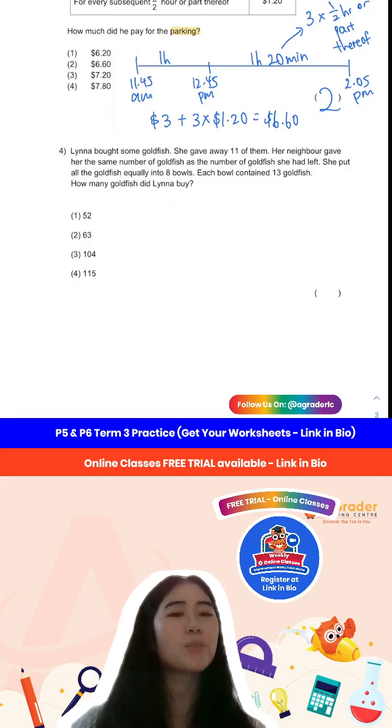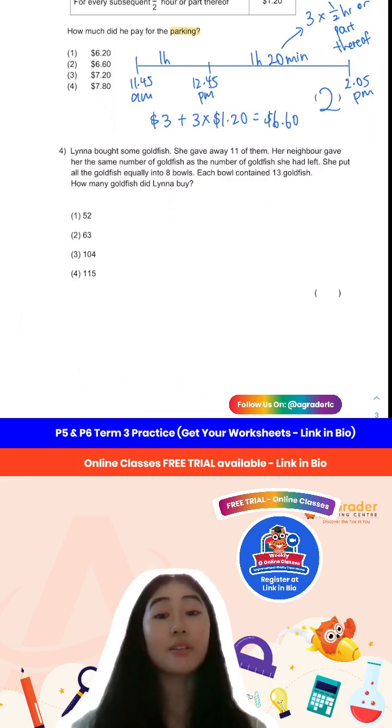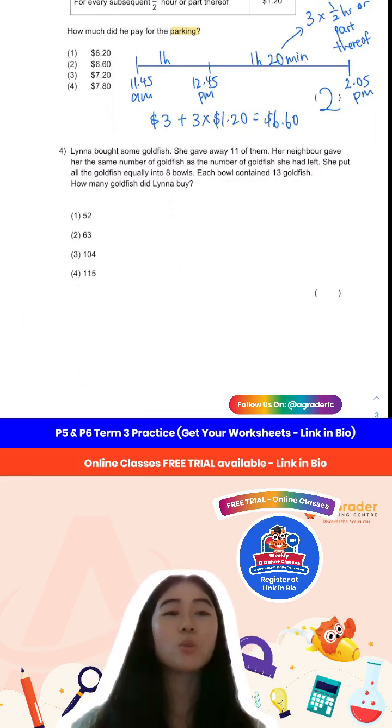Only for her, is PSLE hard? Well, that depends. Some years are harder than the rest. So it's not like every year the difficulty is the same. It depends.